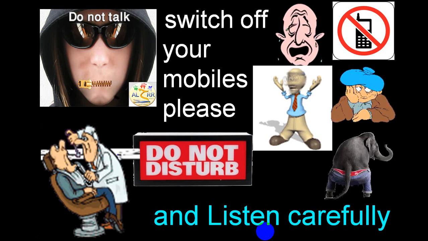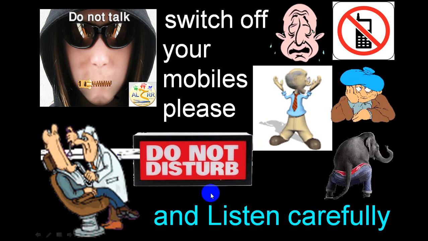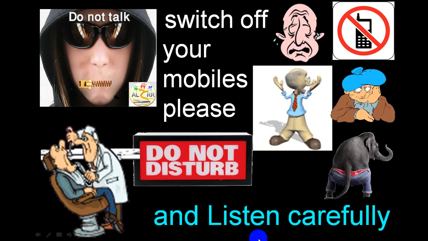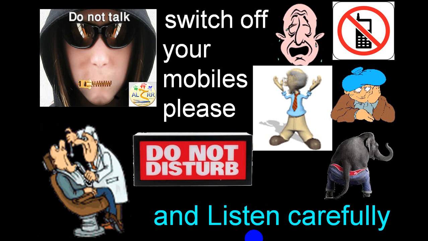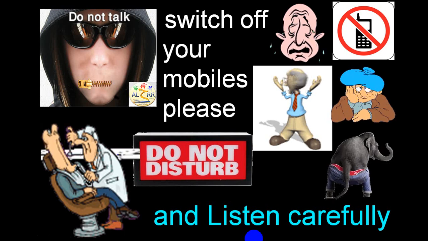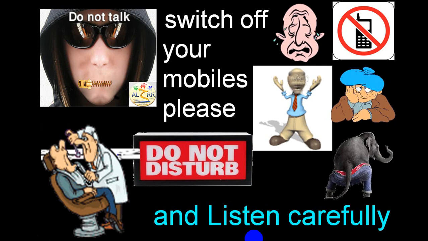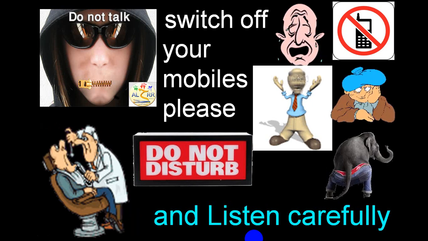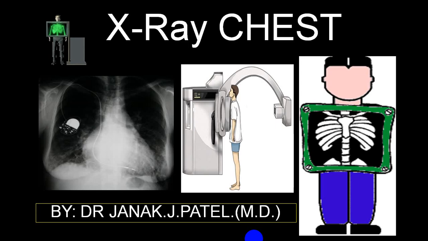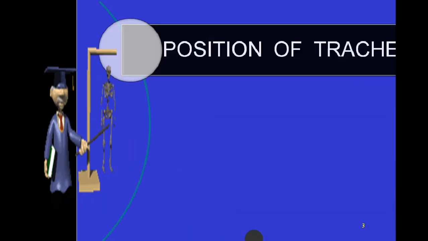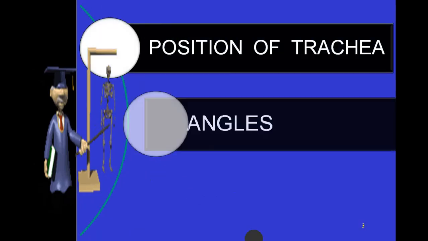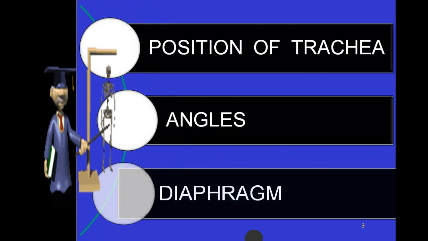I'm not a radiologist, but I'll try to share the knowledge I've gathered with you so that you can identify some of the common abnormalities on an X-ray chest. We'll be discussing one part of the chest X-ray, that is the position of the trachea, diaphragm, and costophrenic angles. So in today's topic, we'll be discussing the position of the trachea, costophrenic angles, and diaphragm.